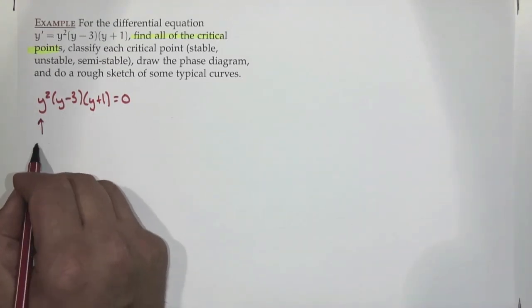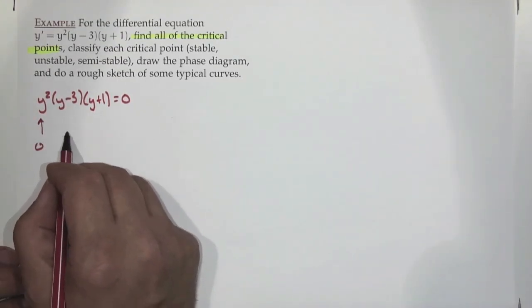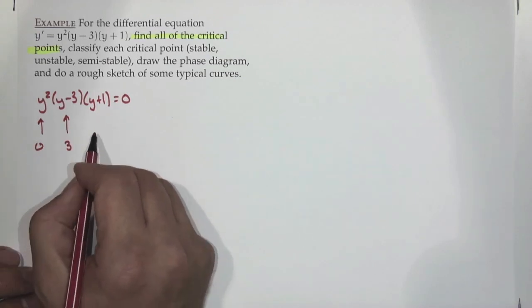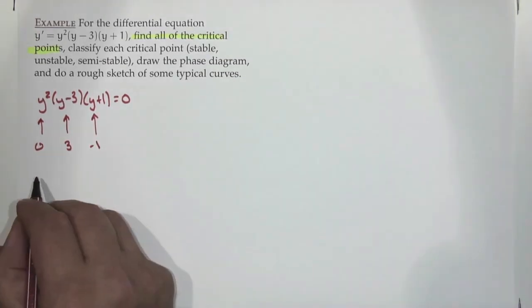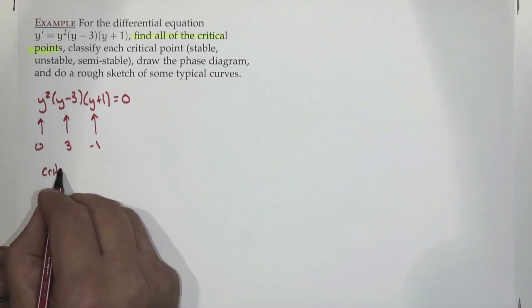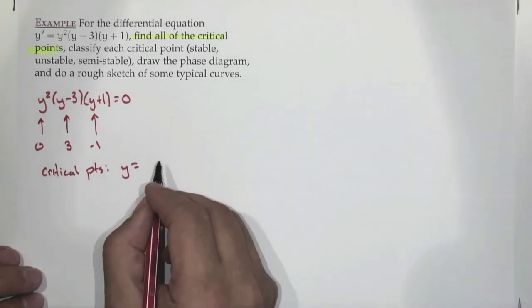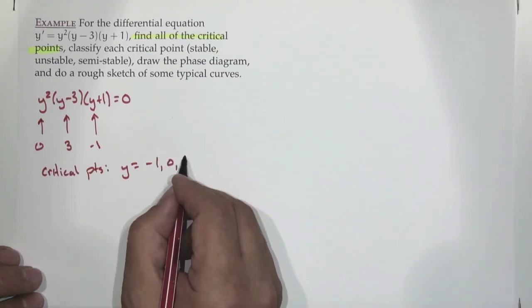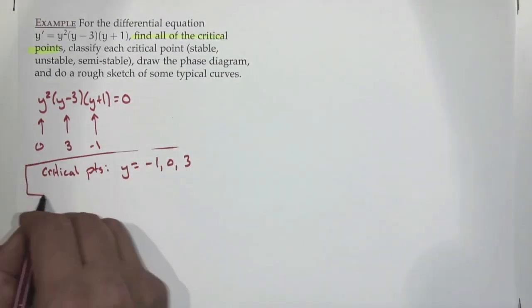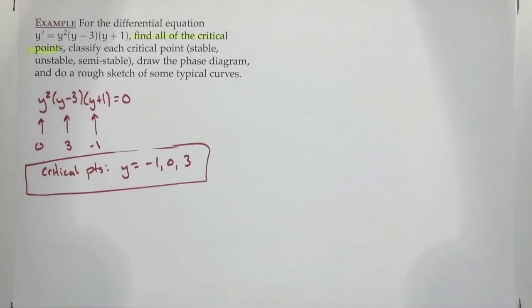Now y equals 0, 3, and negative 1. All right, so our critical points are going to be those values. And I'll arrange them in order from smallest to largest. So negative 1, 0, 3. So that was part of the question. We already did it. That doesn't seem so bad, this stuff.